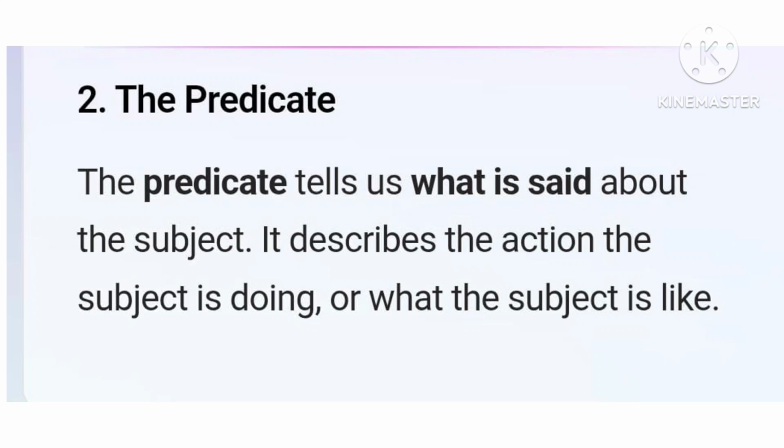What is meant by the predicate? The predicate tells us what is said about the subject. Means it describes the action the subject is doing or what the subject is like.